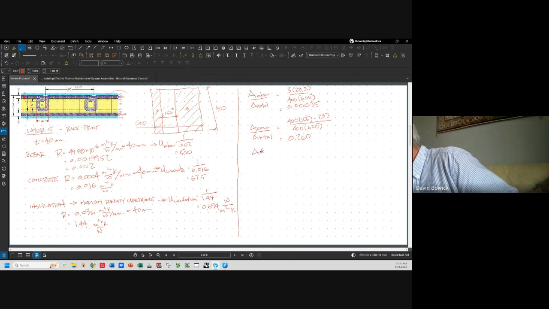And then A insulation over A total equals 400 times 600 minus 156. So that's what's left of the width. The 600 minus 156 is the width of insulation, minus 2 times 28.3, all over 400 times 600.